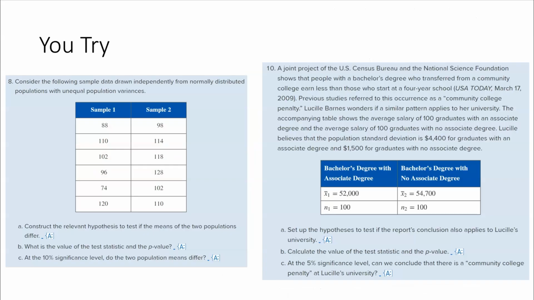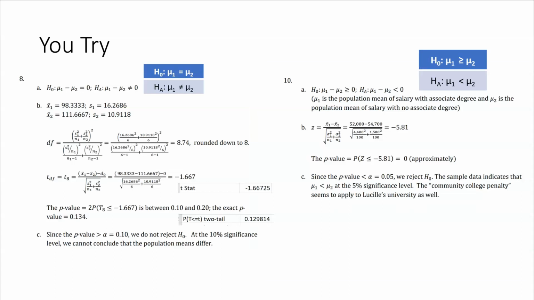And go ahead and give these 2 problems a try. One with Excel, one without. Remember, if you have data, you can use Excel. If you don't have raw data, you've got to get your test statistic manually. And those are the solutions. And that concludes 10.1.